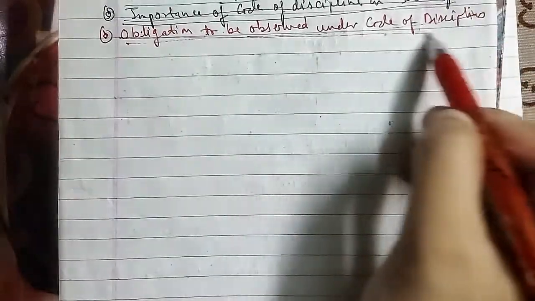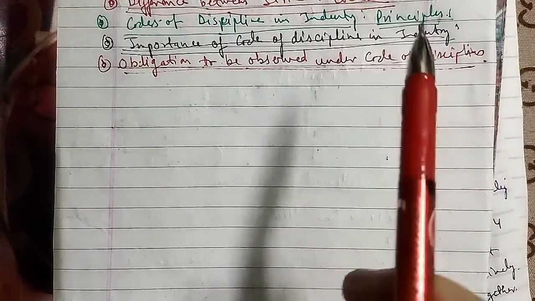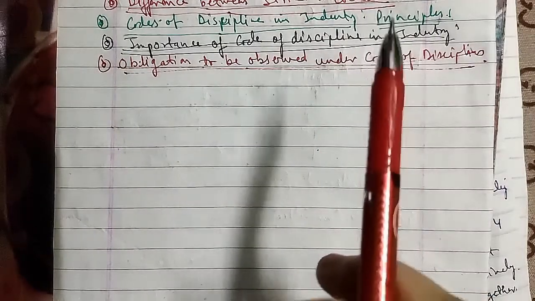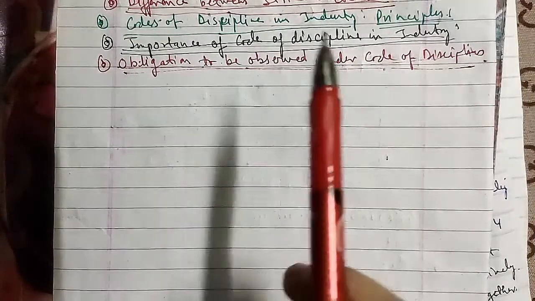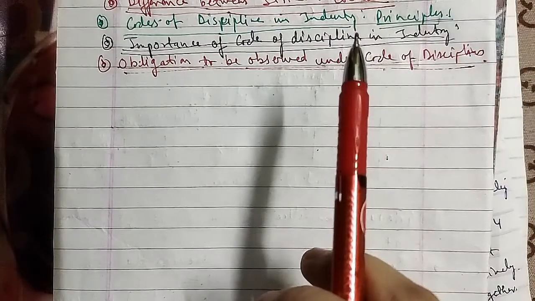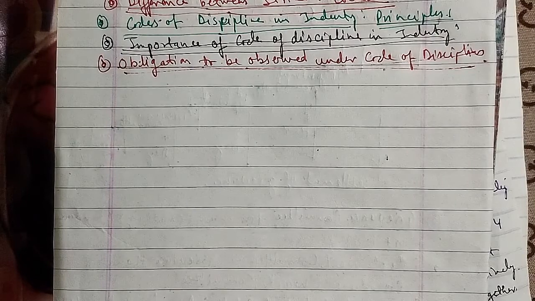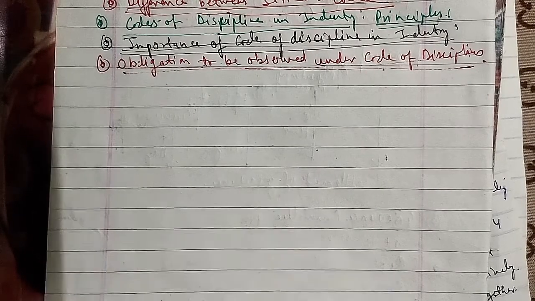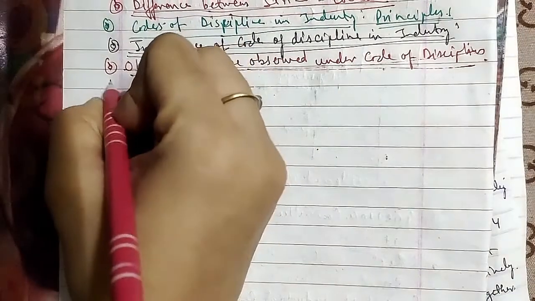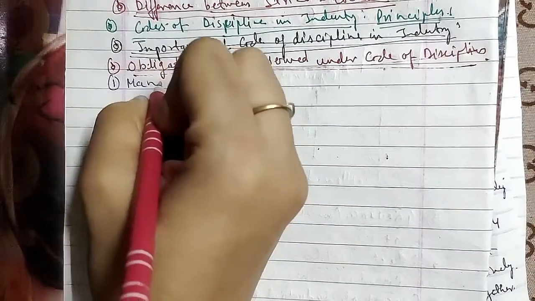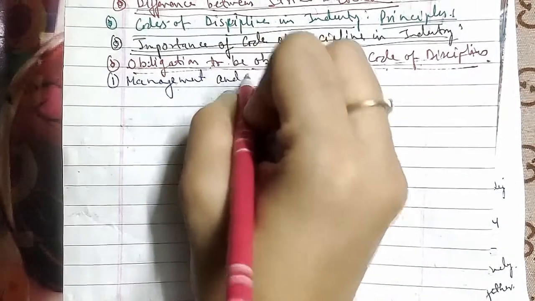The code of discipline consists of three sets of principles. The first is what management and unions agree. The second is the obligations to be observed by the management, and the third is the obligations to be observed by the trade union. Now we'll discuss them one by one. First, we talk about what management and unions agree.